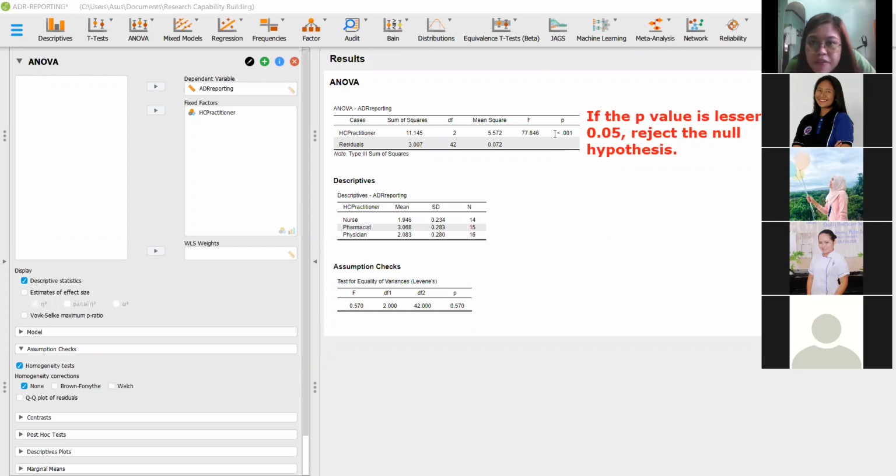So tanawon nato the p-value is less than 0.01, meaning baba jud kaayo siya compared to the 0.05. Thus we are rejecting class the null hypothesis. Unsa gani ang null hypothesis? There is no significant difference. I-reject nato na siya. So meaning naay significant difference sa mga means sa bawat grupo. In this study naa tay tulo ka grupo, nurse, pharmacist, and physician. So naay difference ang ilahang level of attitude towards ADR reporting, adverse drug reaction reporting.